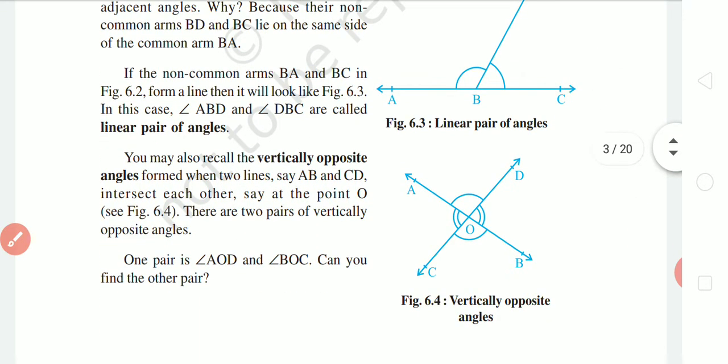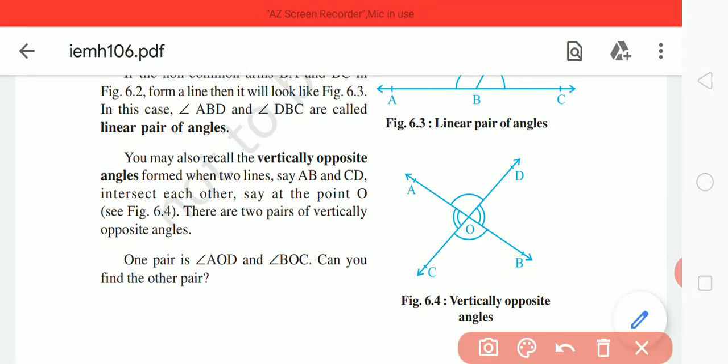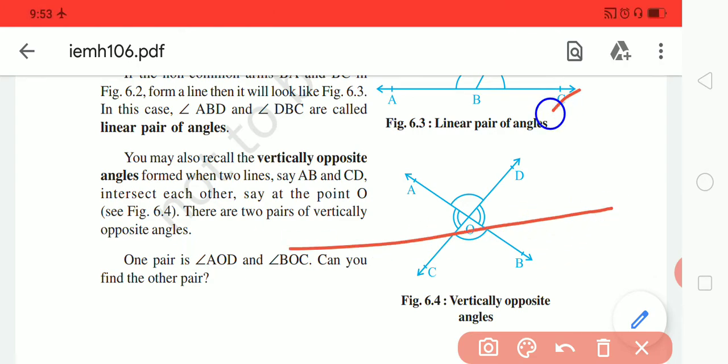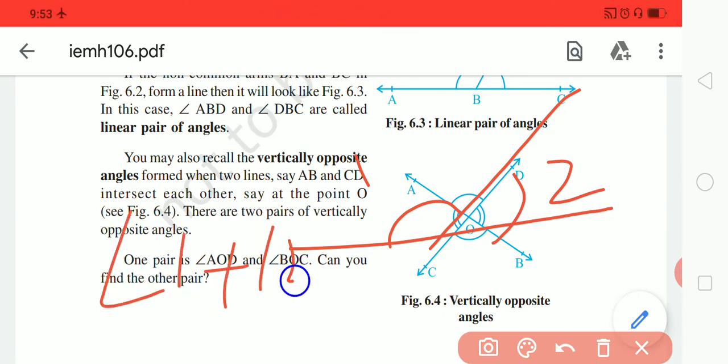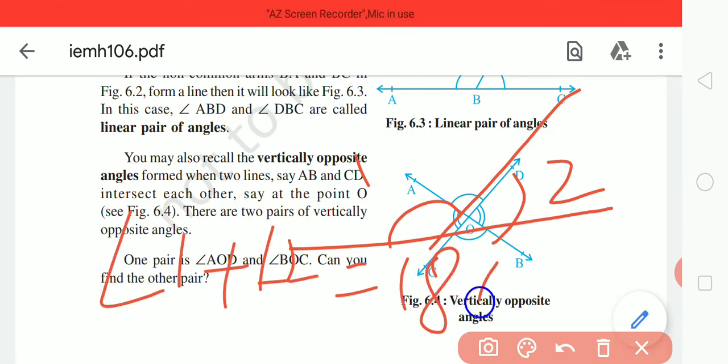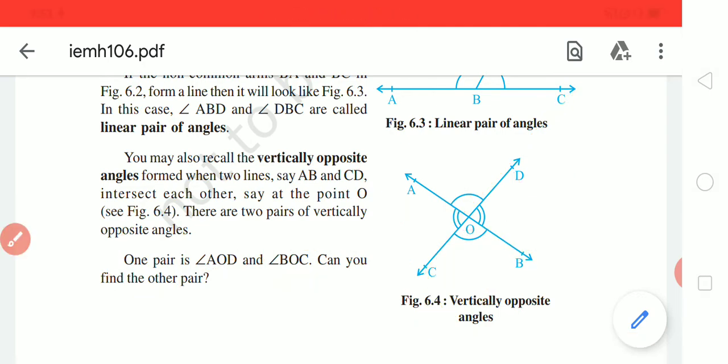Now you know linear pair. When you have a line segment and two angles are made on it, 1 and 2 are a linear pair. If you add 1 and 2, you will get 180 degree. This is the linear pair, right? In the 7th class also you have studied about this.